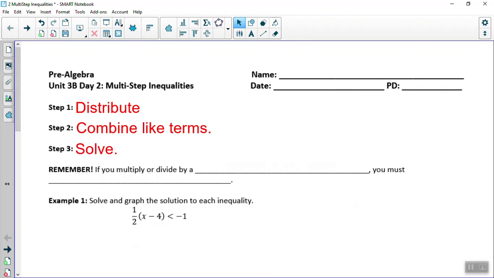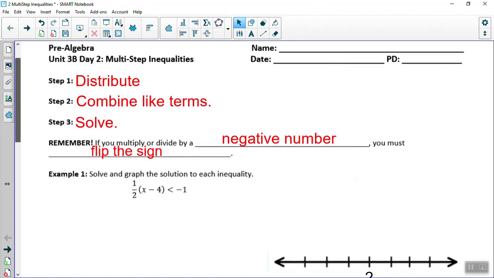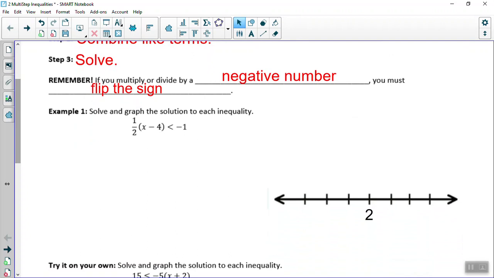Alright, so let's go over the one key difference between solving an equation and solving an inequality. When we're solving an inequality, anytime you multiply or divide by a negative number, we have to make sure that we flip the inequality sign. And that's usually in our last step. Alright, so let's take a look at this first example.